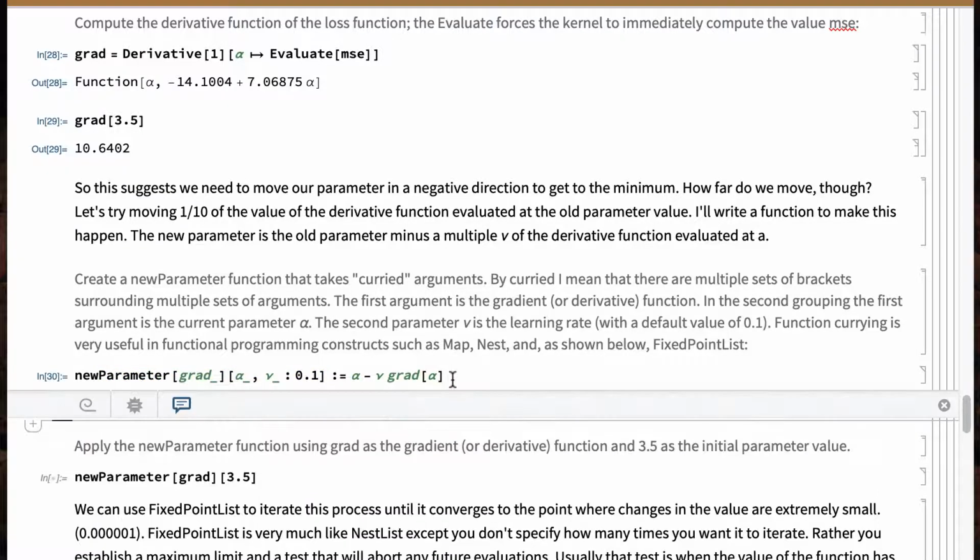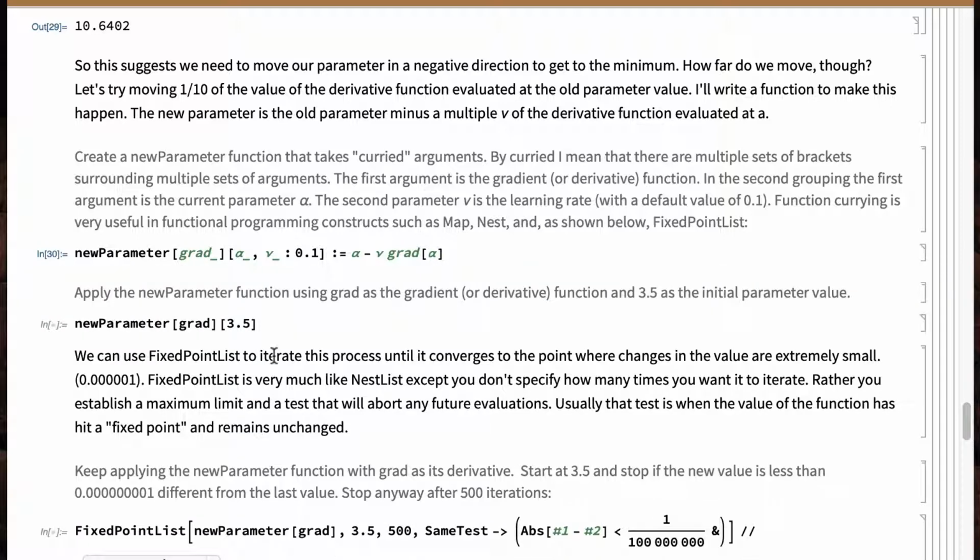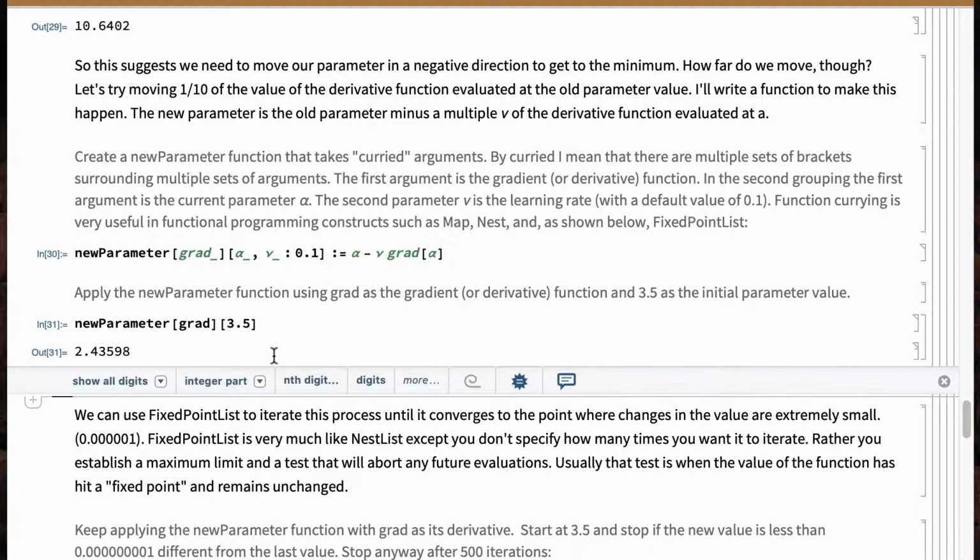So there's our function, and now let's compute what the new parameter should be, and let's just do it by hand before I evaluate this code. Well, let's see. Our derivative was 10.64, and 1/10 of that is about 1.06, and 3.5 minus 1.06 is 2.44, I think. So let's see if I did that correctly. And indeed, thankfully, I did.